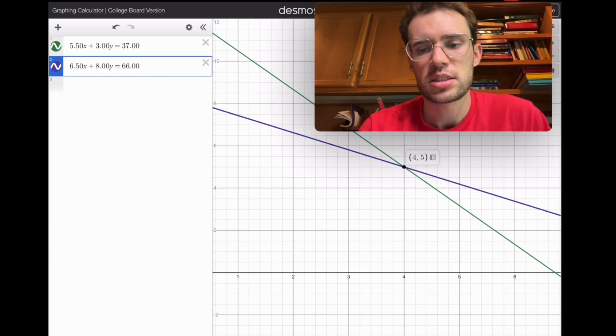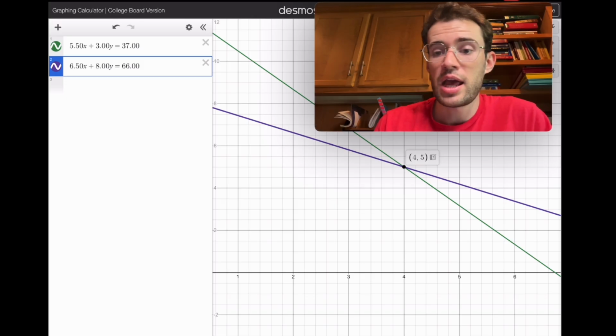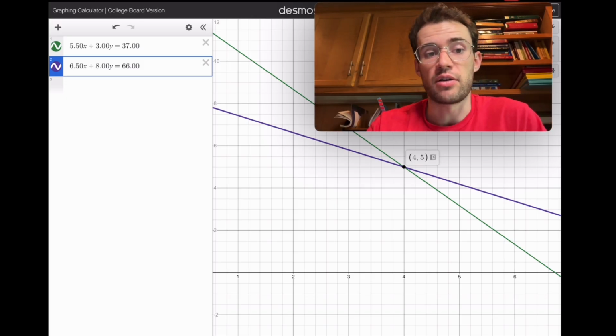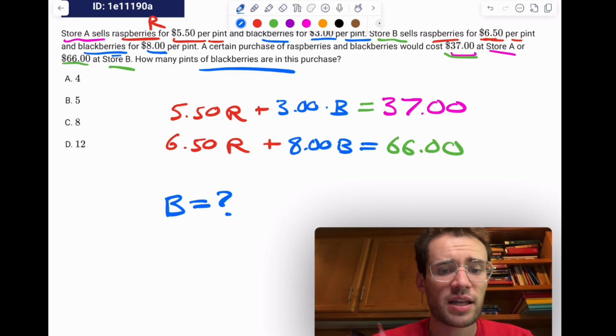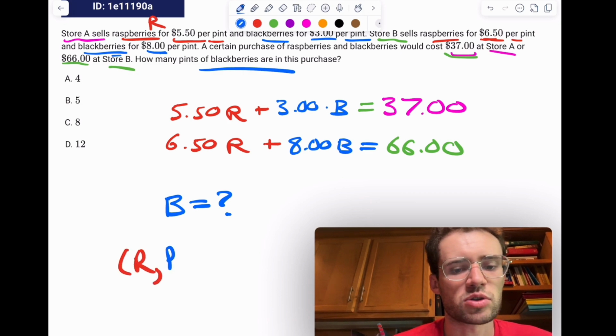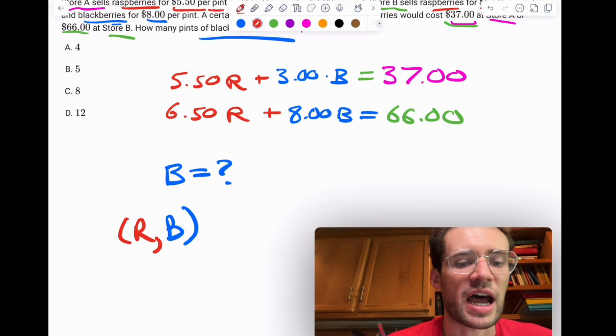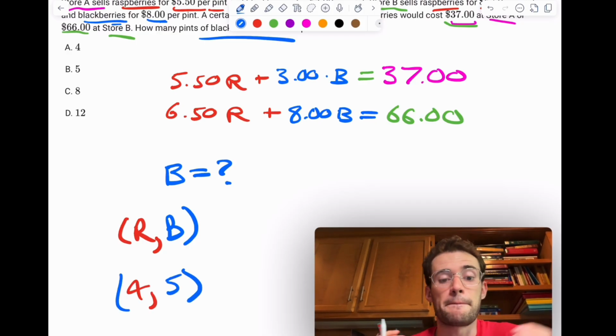But now if we look at this, it's 4, 5. And again, x was what we put in place of the r, and y was what we put in place of the b. So if I write that solution out, make sure you note which one was x and which one is y, so you don't mess it up. R, b was 4, 5. That's the point that will satisfy both equations.